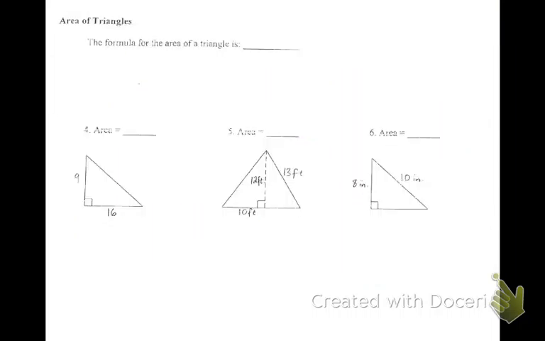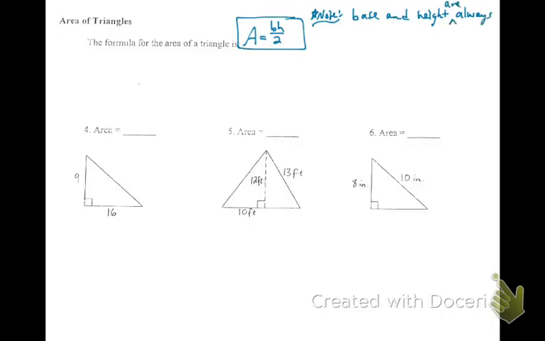Now let's look at the area of a triangle. The area of a triangle is base times height divided by 2. Continue to note that the base and the height must still be perpendicular. They're always perpendicular.